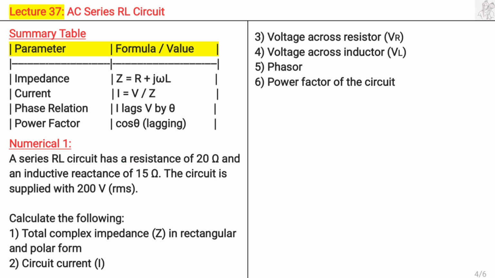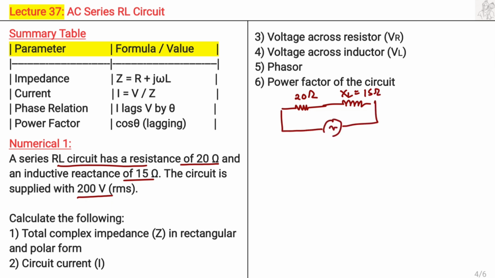So this numerical says that we have an RL circuit which has a resistance of 20 ohms and an inductive reactance of 15 ohms, and circuit is supplied by 200 volt RMS. So we have a resistor of 20 ohms, an inductor having reactance XL equal to 15 ohms, and a voltage having RMS value 200 volt. So the first step is to convert this RMS value into phasor value. Since angle is not given, we can simply say that this is having angle 0. So this is the phasor form of the voltage. Now let's start with the first question.